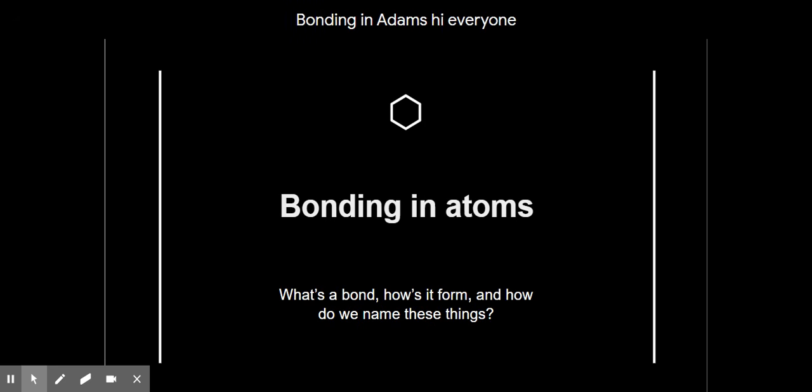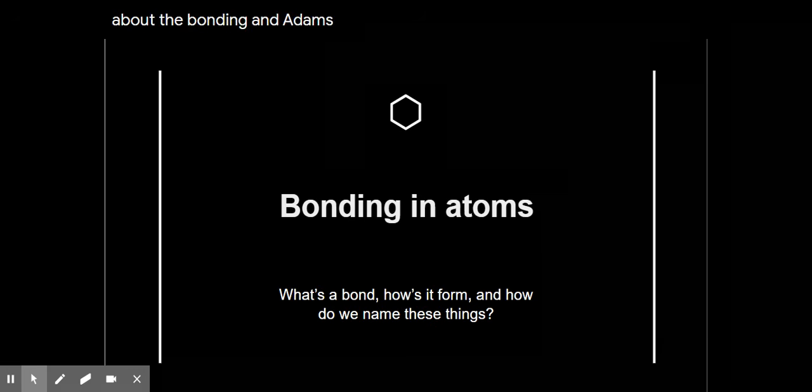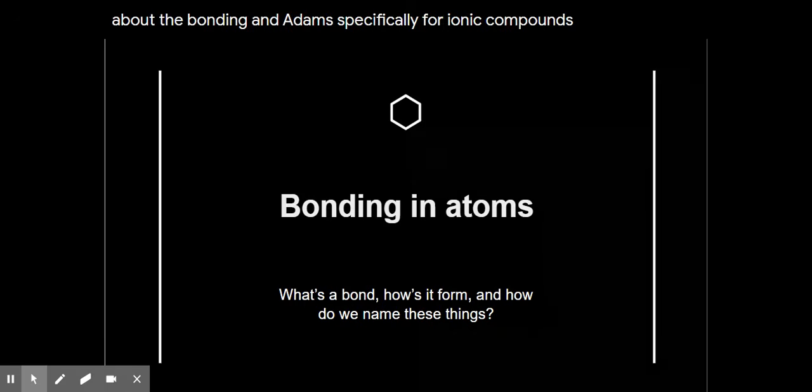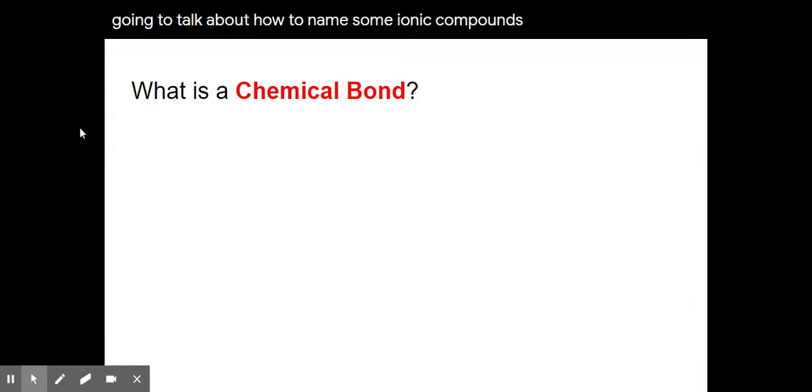Hi everyone. In this video, we're going to talk a little bit more about the bonding in atoms, specifically for ionic compounds, and then we're going to talk about how to name some ionic compounds. So let's start with a refresher of what a chemical bond is.